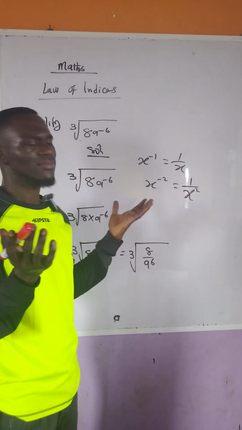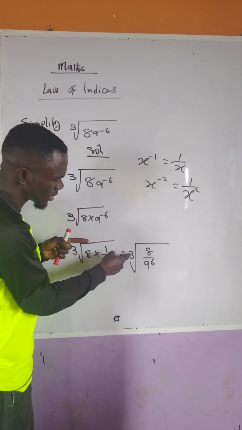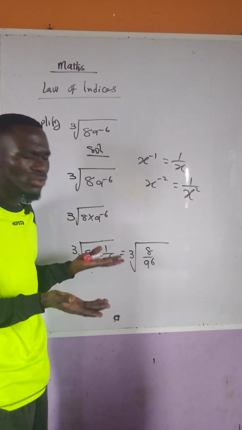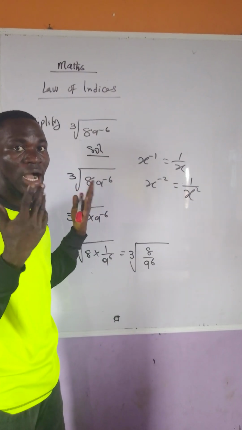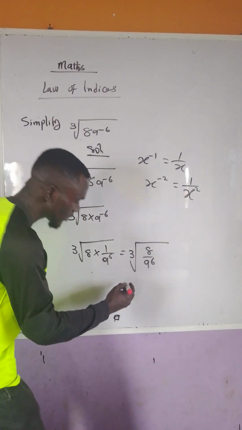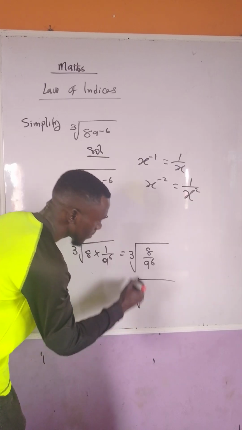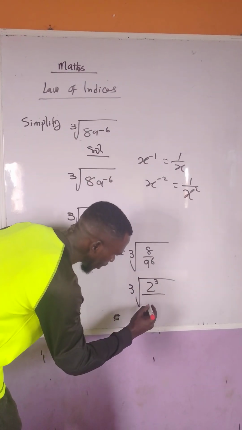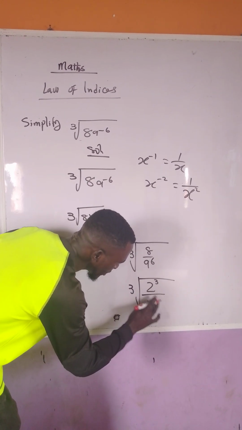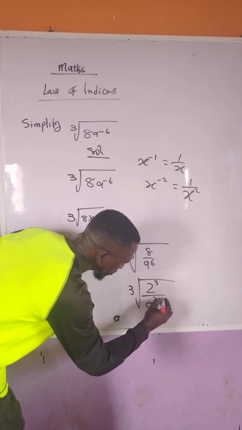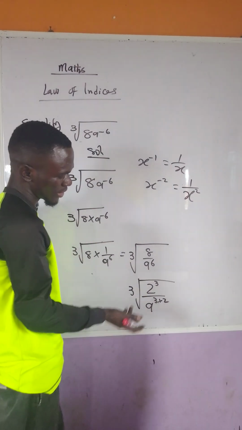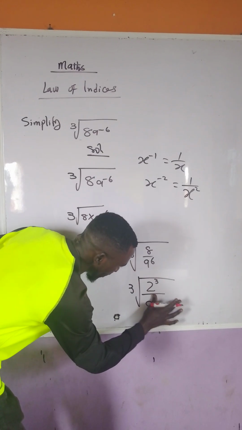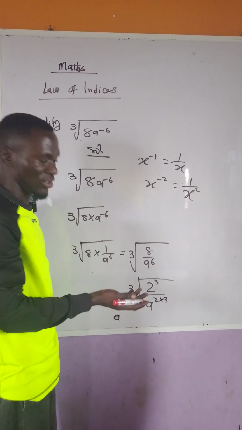Now what are we doing next? This one has a cube root, this one does not, but there's a way we can make them have the same exponent. How are we going to do that? We write the cube root of 2 to the power of 3, which gives us this 8, and a to the power of 2 times 3 gives us this 6. You can see that this one and this one actually have the same power now. Or it can also be 2 times 3, which is actually the same thing.